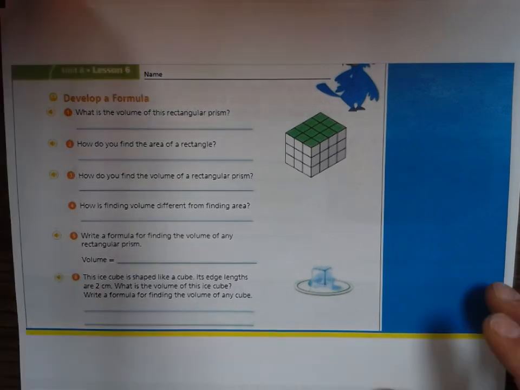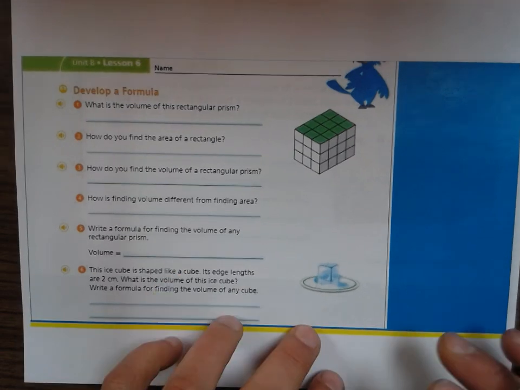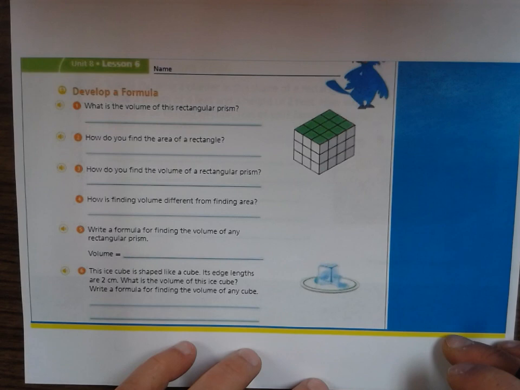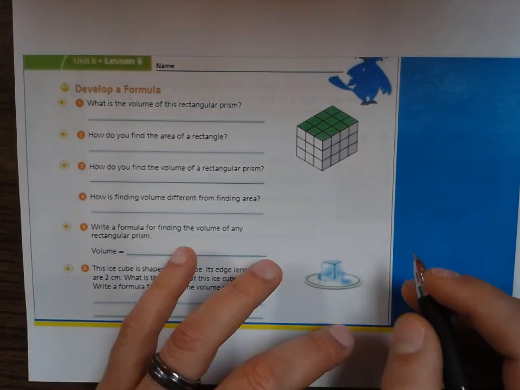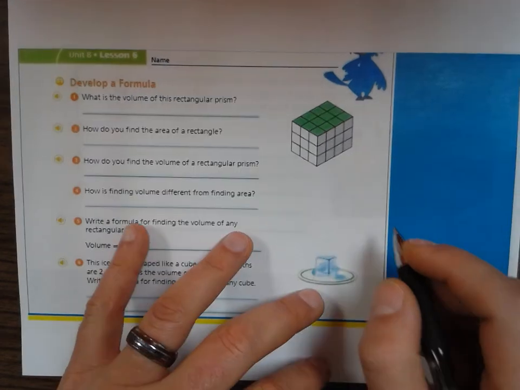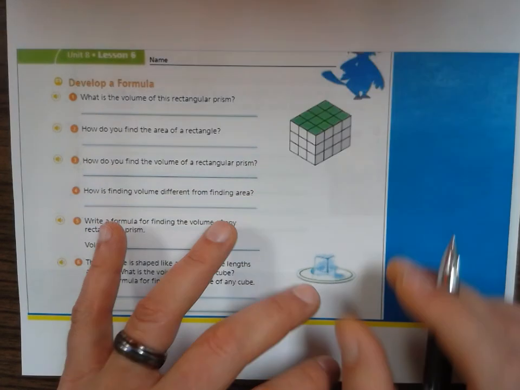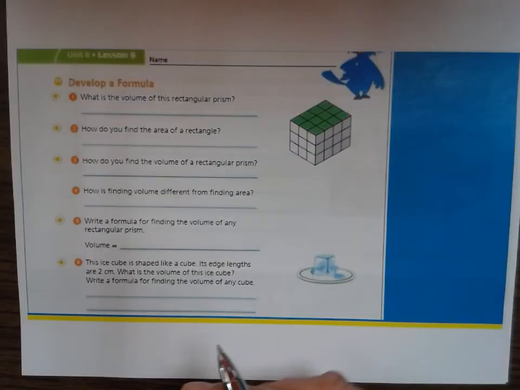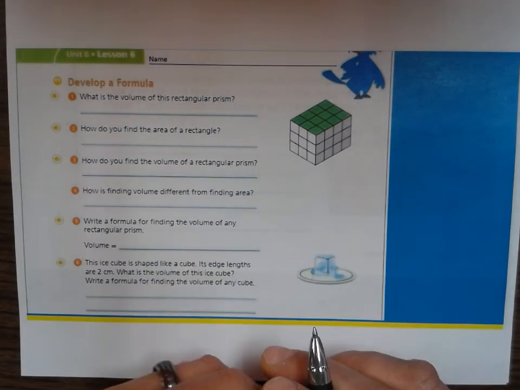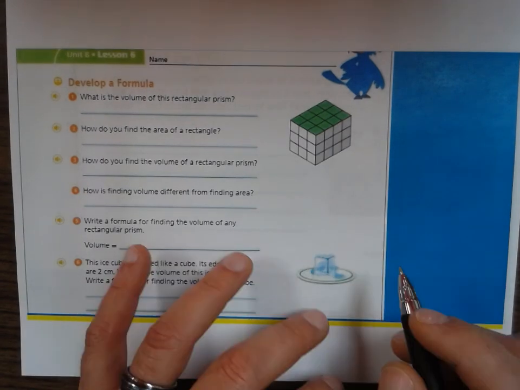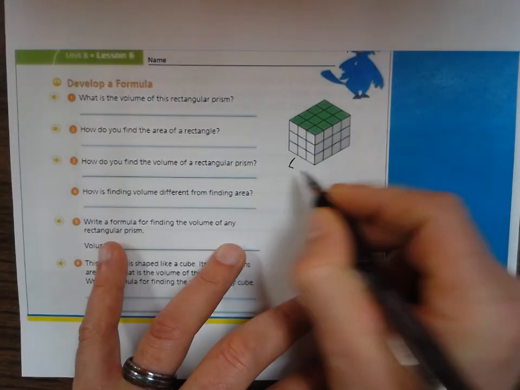All right. Develop a formula. What is the volume of this rectangular prism? So, what we were doing on the last lesson. Now, notice they can turn these shapes any which way they want, and it doesn't really matter what you see as the length, the width, and the height. Knowing we're going to multiply all of them, you can label it as you would like. Let's just say this is the length right there. Let's say this is the width. And let's say this is the height.